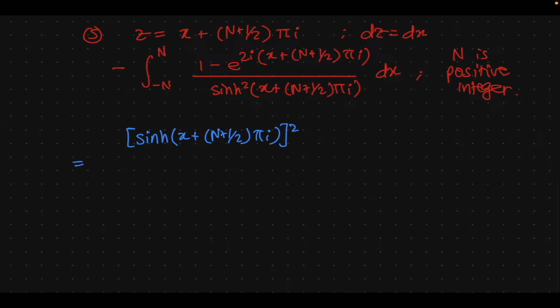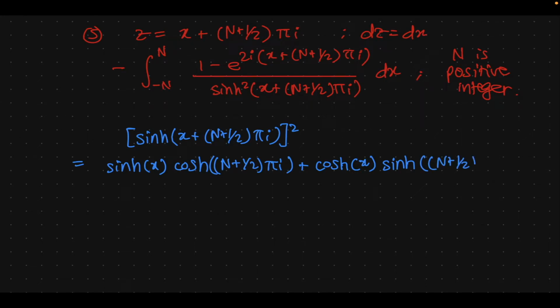We can use the compound angle formula for the sinh, which turns out to be similar to its counterpart in circular trigonometry functions. So sinh x cosh of (n plus 1/2) pi i, plus cosh x sinh of (n plus 1/2) pi i, everything being squared.